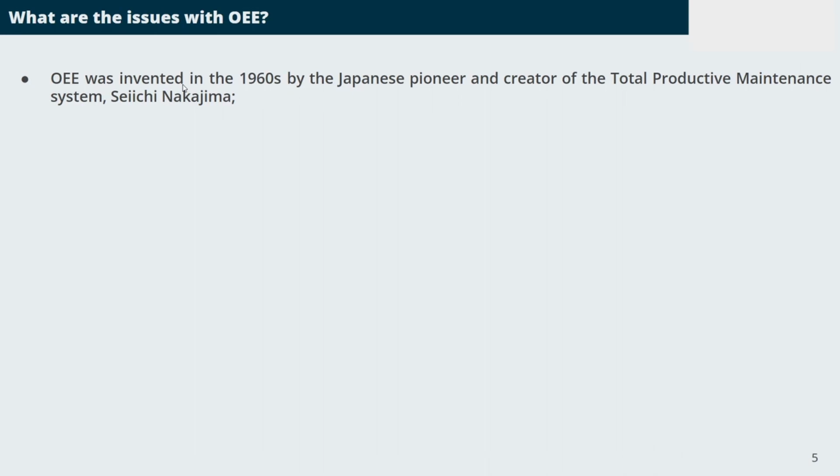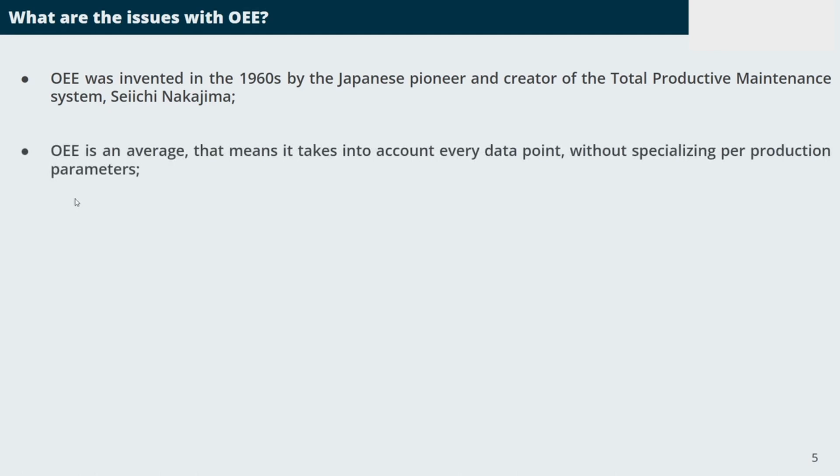So what are the issues with OEE? The first thing here is understanding that it's an old concept. It was invented in the 60s by a Japanese pioneer and creator of total productive maintenance. It's not because it's old that it's bad, but there are better technology methods today to improve this, right? It's also an average. It takes into account every data point without specializing per production parameters. So you could, of course, remove outliers from the calculation, but it's still going to be an average.